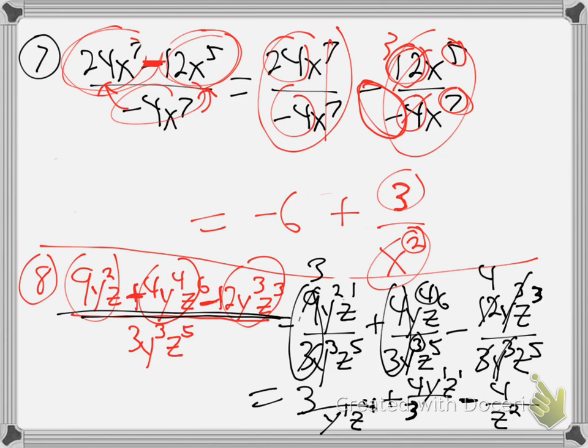All right, good with that? Shall we move on to number 9? t to the minus 3 over t to the minus 6.